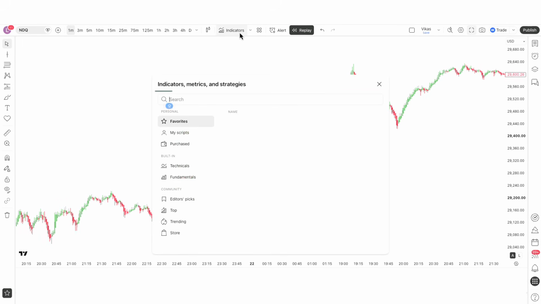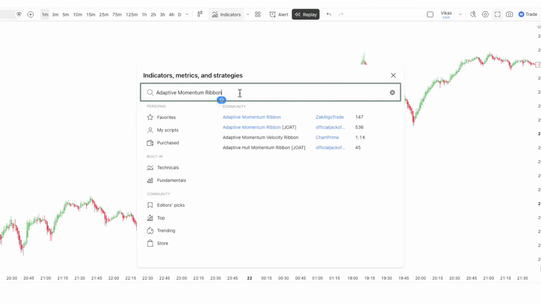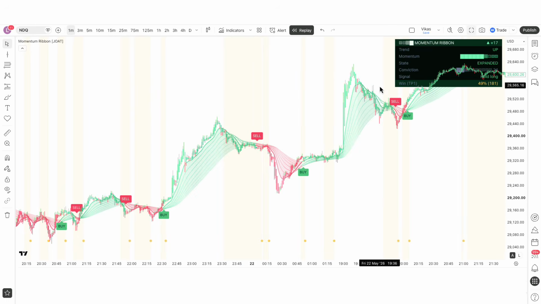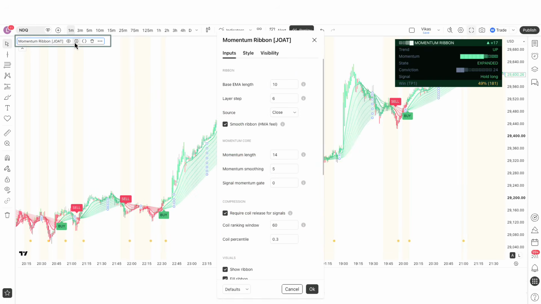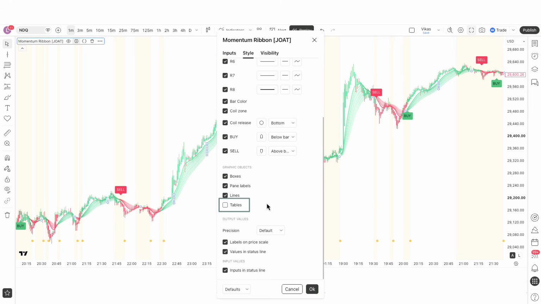Head over to the Indicators tab and search for the Adaptive Momentum Ribbon. Select the indicator made by Official Jackoff and add it to the chart. Now the indicator settings change for perfect signals. First, we change layer step 6 to 2, and after that change momentum smoothing 5 to 13. We keep these options hidden. Once all changes are made, click OK.